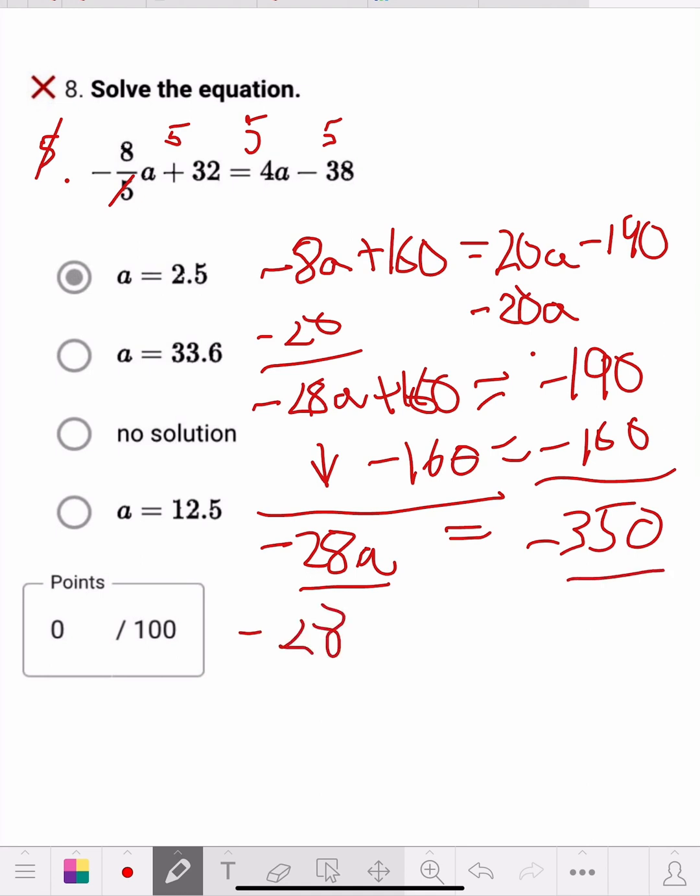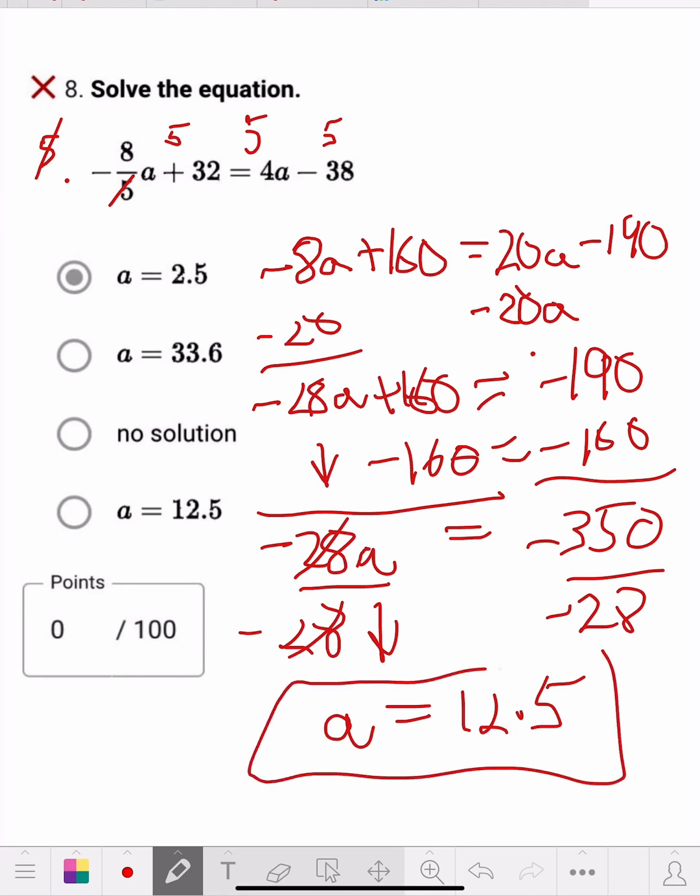What we do to one side, we got to do to the other side. The a carries down, these cross out, right? So we get a equals a negative divided by a negative is a positive, 12.5. That's what I get for an answer, 12.5. And sure enough, there it is right there.